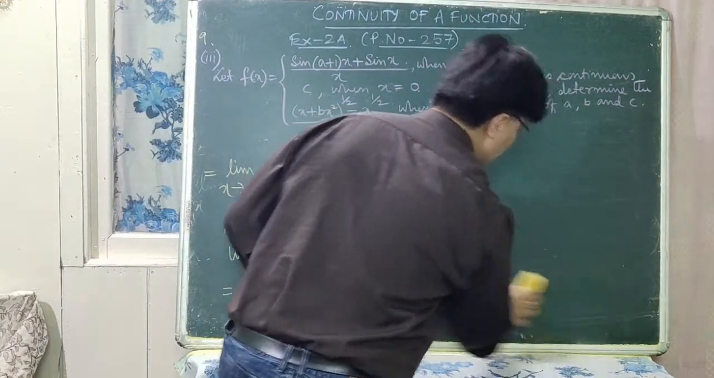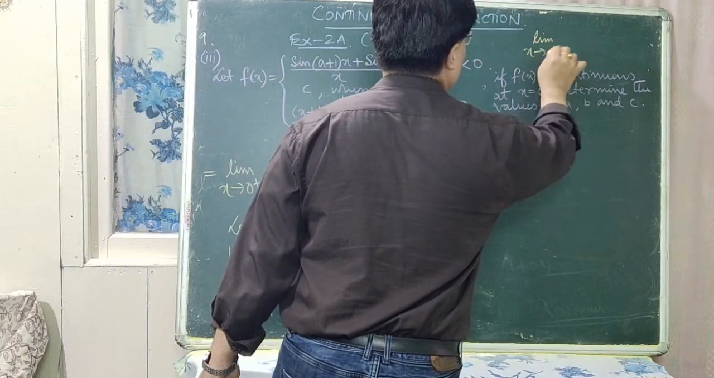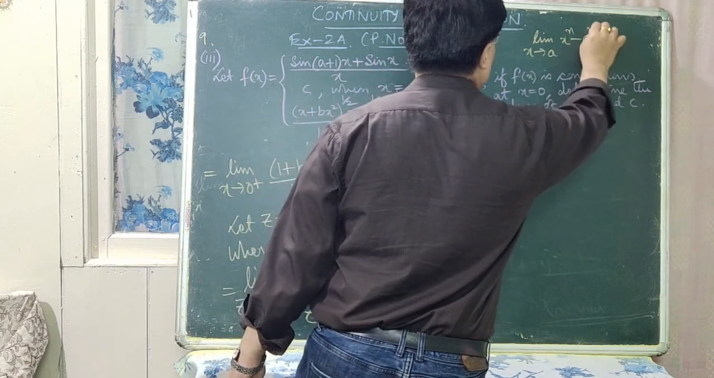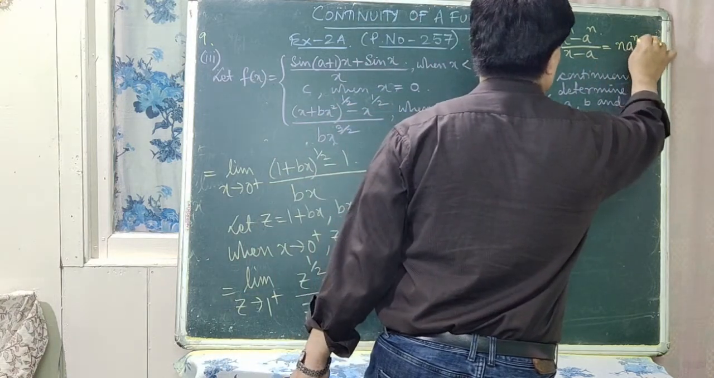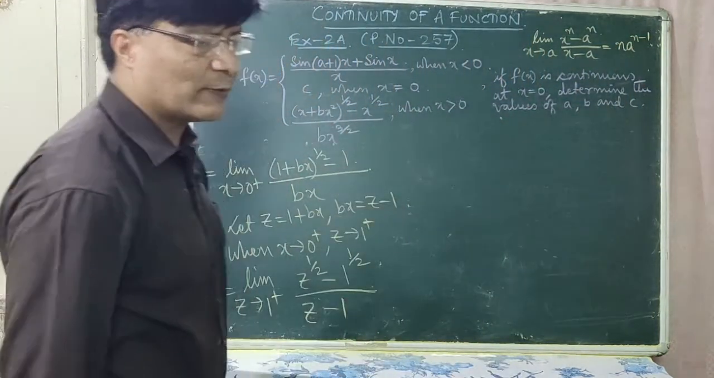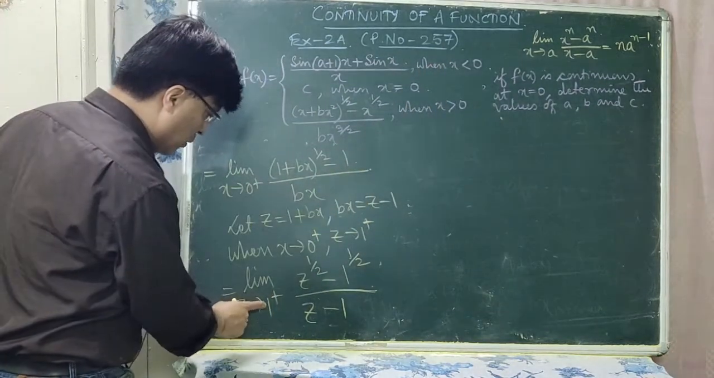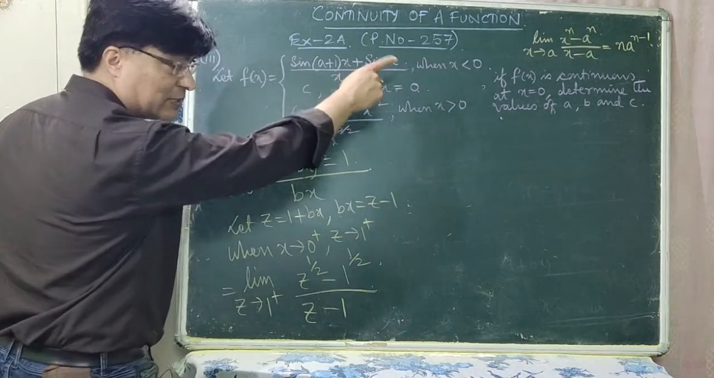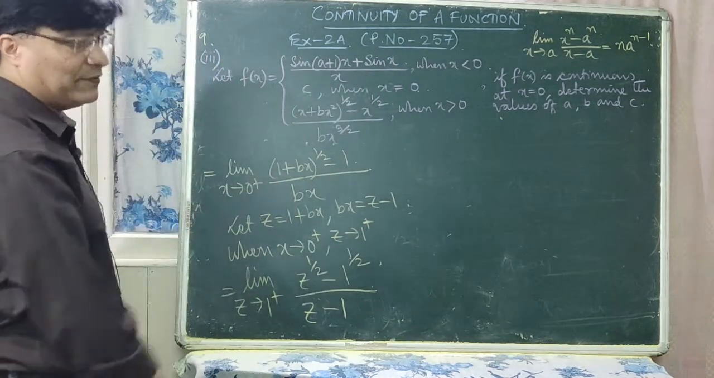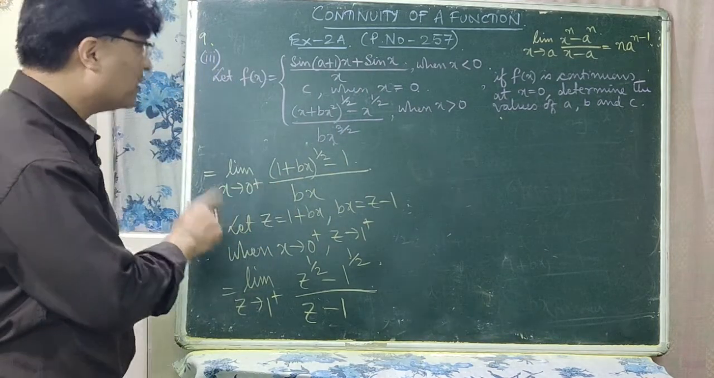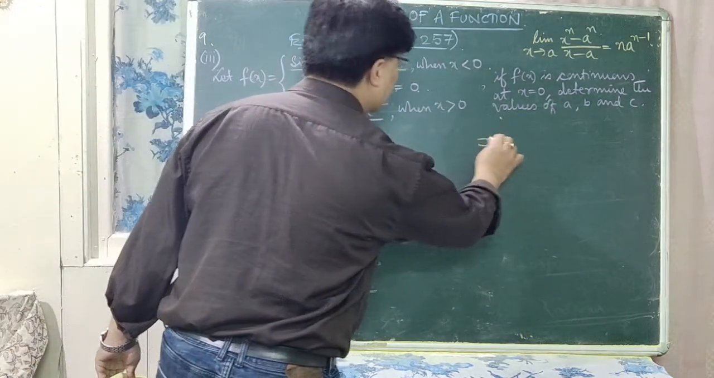So this is the standard limit. Now you know the standard limit, I think. You know the formula: limit x tends to a, x to the power n minus a to the power n, divided by x minus a, which is equal to n into a to the power n minus 1. Is that clear? You know this formula. That is a standard limit. So compare these two limits. Here instead of x there is z, instead of a there is 1, and instead of n there is half. So you can use that formula in this case.